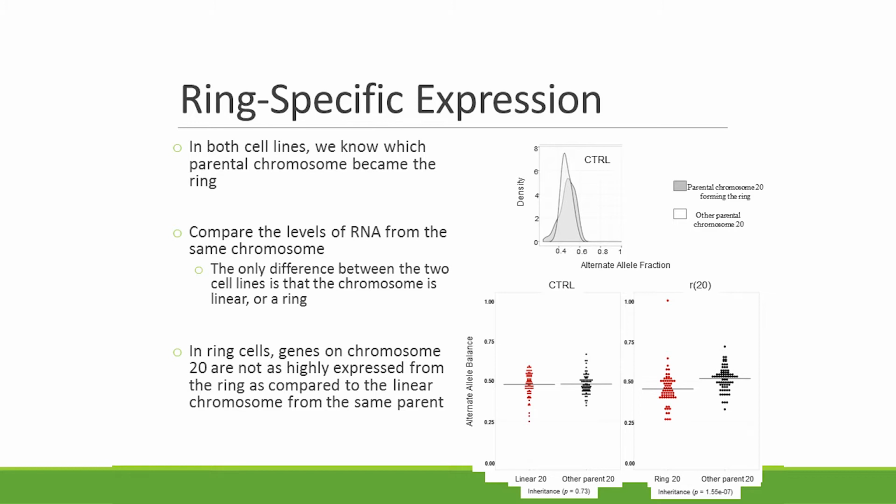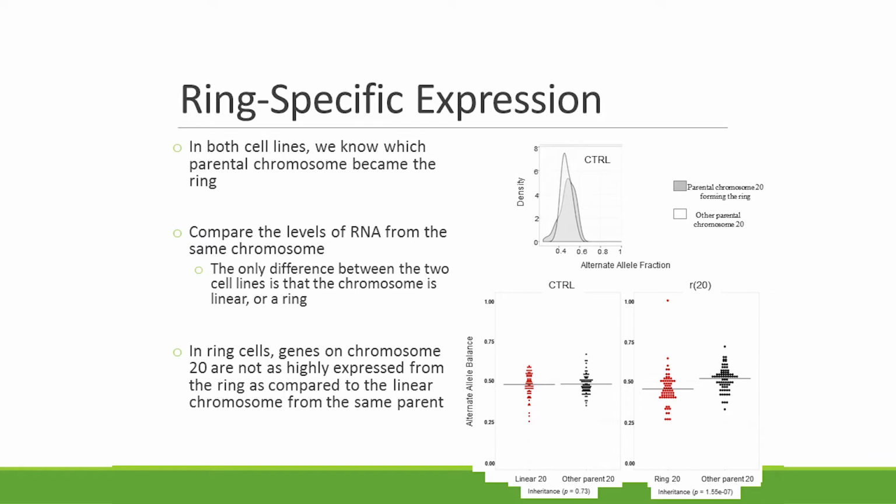This is the same data, just plotted in a different way, because a lot of people like to look at this data slightly differently, depending on how they visualize things. In this case, we can see this is the ring chromosome, and this is the same chromosome from the same parent, from the linear chromosome. So you can see that this is different. There are fewer genes expressed off of that ring chromosome.